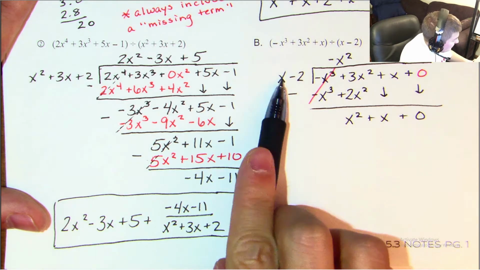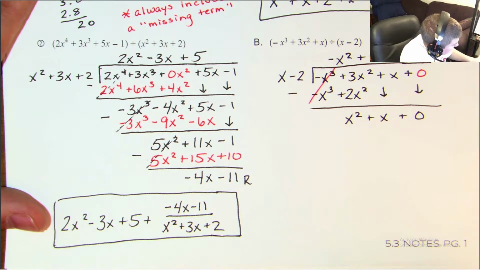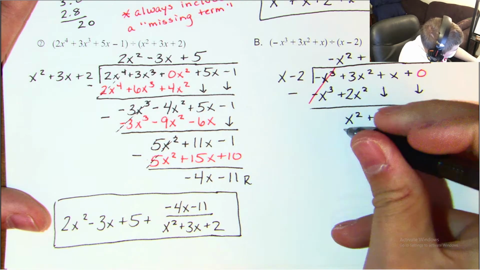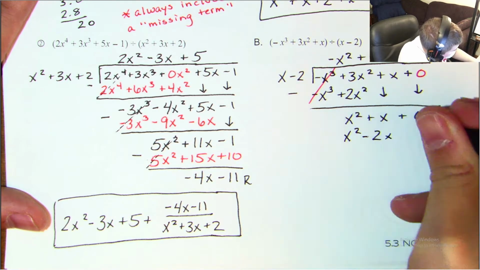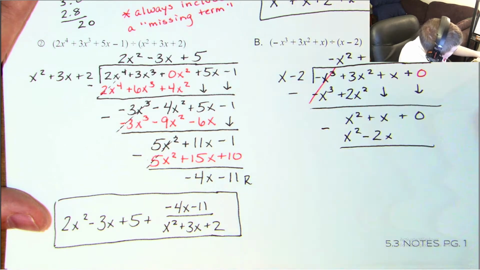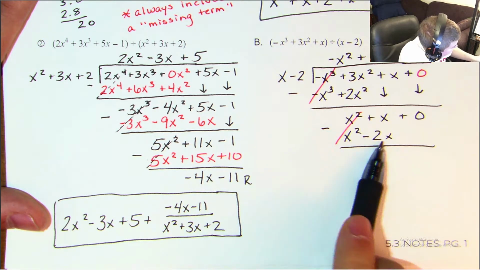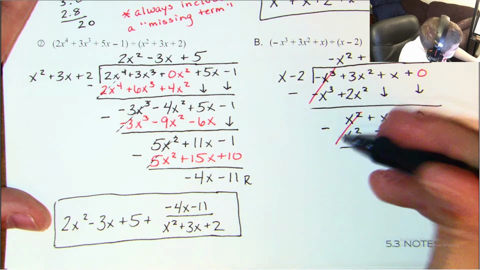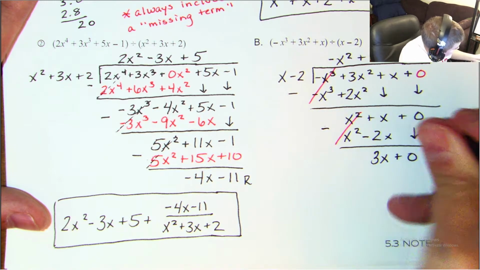Okay, so what do I have to multiply x by to become x squared? Well, I have to multiply by x. So x times x is x squared. x times negative 2 is negative 2x. Then I can subtract. These are going to cancel. All right, x minus negative 2x is 3x. And then again, plus 0, I just drop that down.